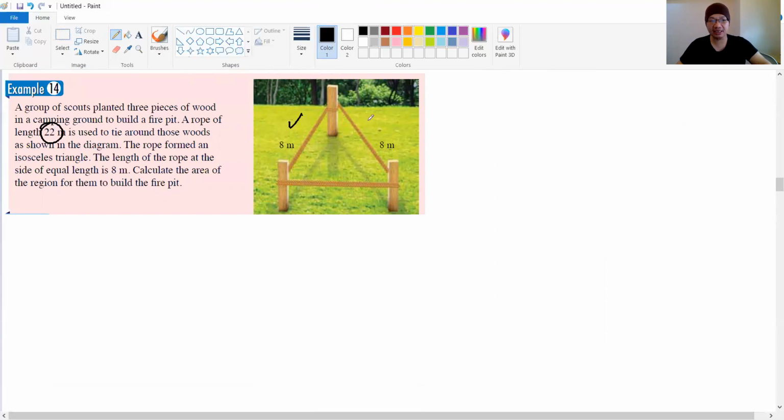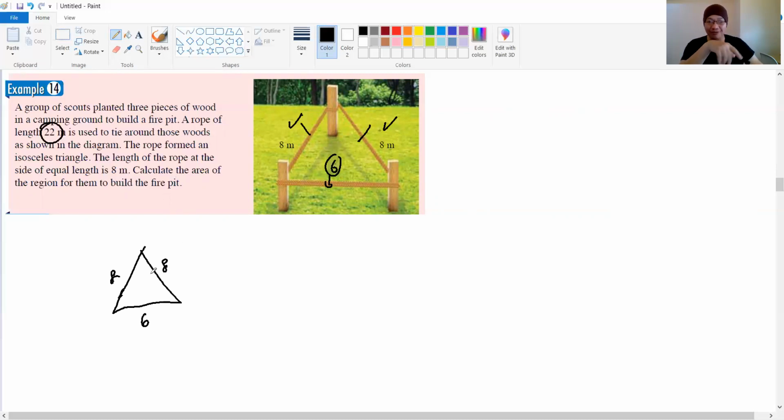Since this is 8 and this is 8, they are isosceles. What about the bottom? They already inform us it is an isosceles triangle, so 22 minus 8 minus 8, this one should be 6. Let me draw: 8, 8, and 6 here. How did I get 6? Because 22 minus both 8 and 8. The equal lengths are 8 and 8, isosceles.